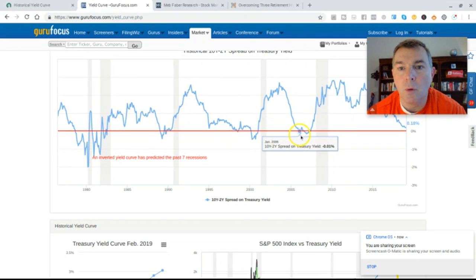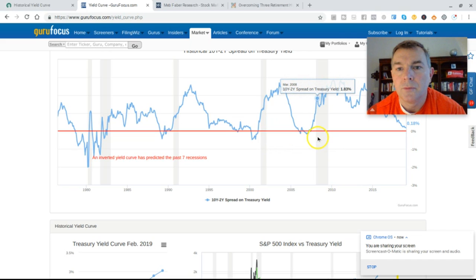And here we go going forward. All right, this is in February 2006, inverted yield curve. We didn't get into recession until, let's see, what is that?